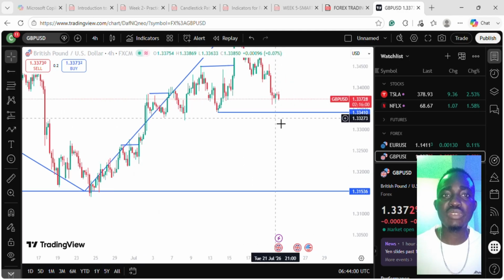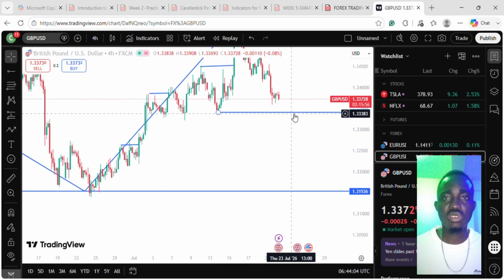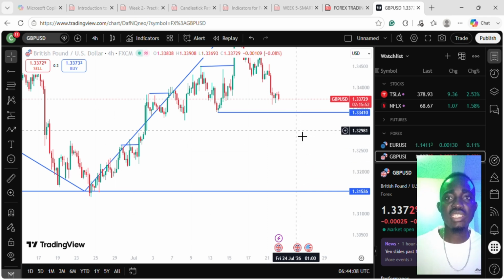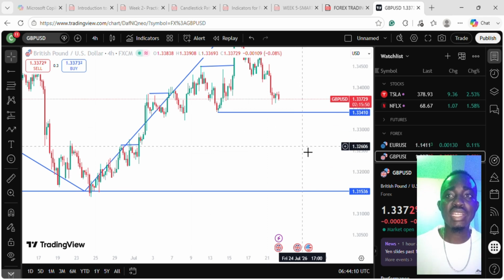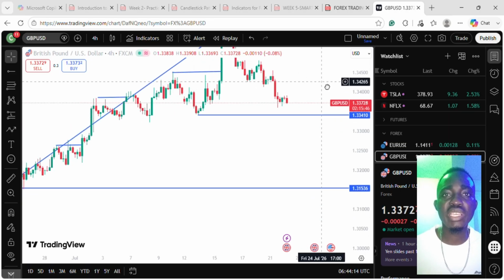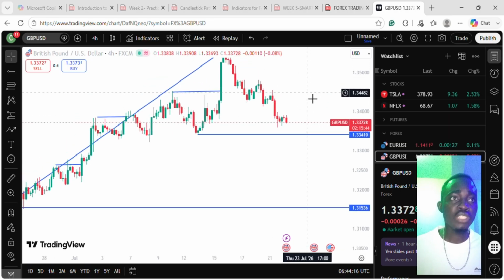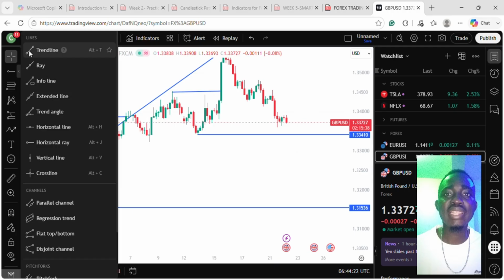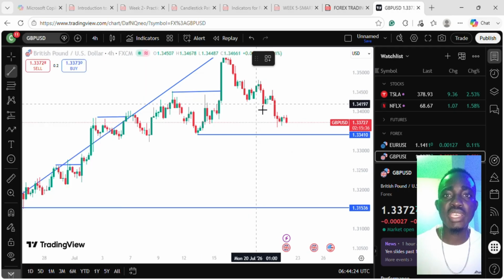Okay, once you see price coming to break this level, we will have a change of direction or a change of character, meaning the downtrend is now confirmed clearly. But in this case, we are having a bearish market on GBP USD, but we are also able to see a break of structure in that direction.